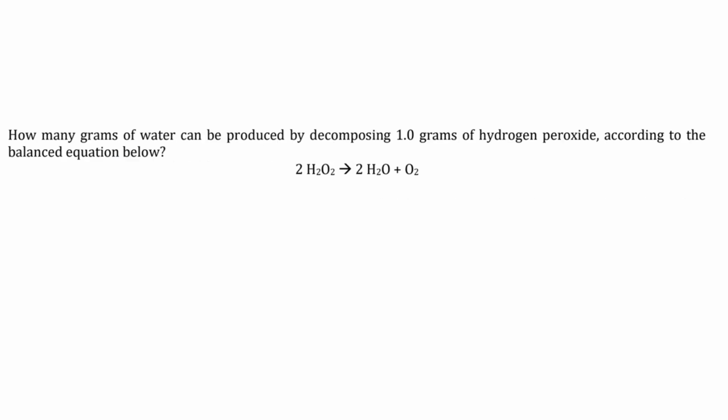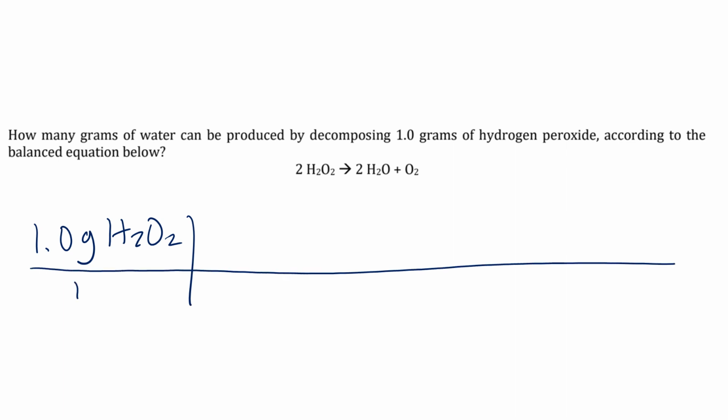How many grams of water can be produced by decomposing 1.0 grams of hydrogen peroxide, according to the equation below? So 1.0 grams of H2O2, converting that to my unknown, which is grams of H2O. So 1 mole of H2O2 on top, grams of H2O2 on the bottom: 1.008 times 2 plus 16 times 2. My molar mass is 34.016.